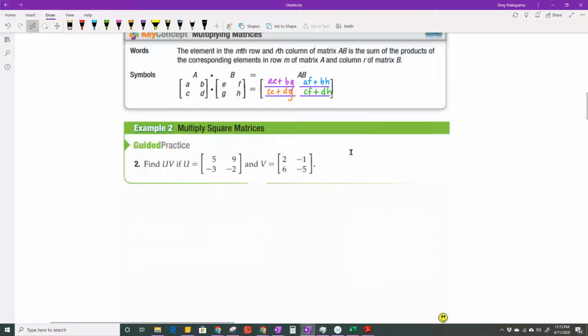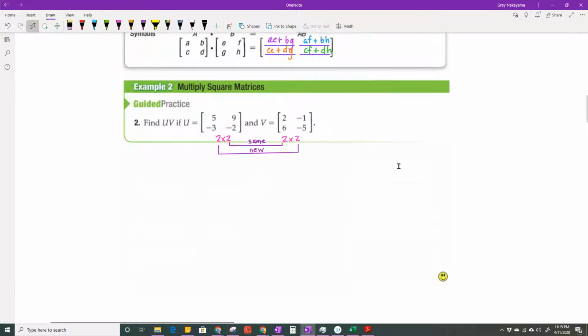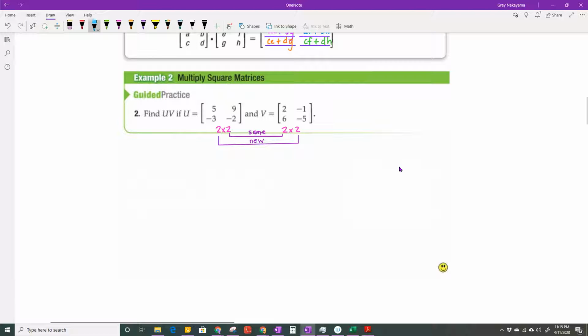We're multiplying square matrices. Okay, so find UV if U equals such and V equals such. Okay, get into the habit. You check to make sure that these are both 2 by 2s. The inside numbers are the same. The outside numbers are giving you the dimensions of your new matrix. Okay, so to figure that out, I'm going to do first row times first column. The order doesn't matter. You're doing the same thing every time.